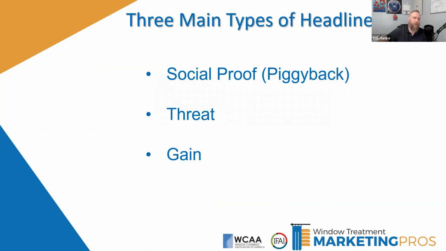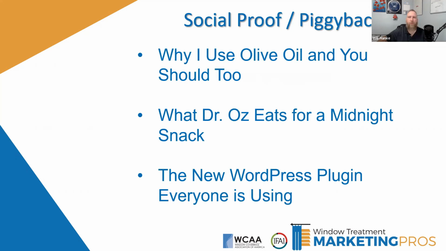When it comes to headlines, there's three types of headlines. There's social proof or piggyback, and we'll talk a little bit more about these. There's a threat headline and there's a gain headline. So when it comes to social proof or piggybacking off something else, these are some great topic ideas or ways that you could potentially use for your business as well. So why I use olive oil and you should too, right?